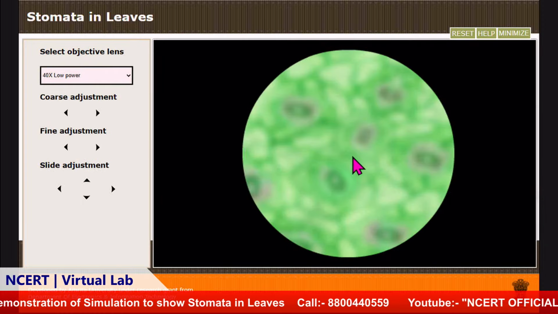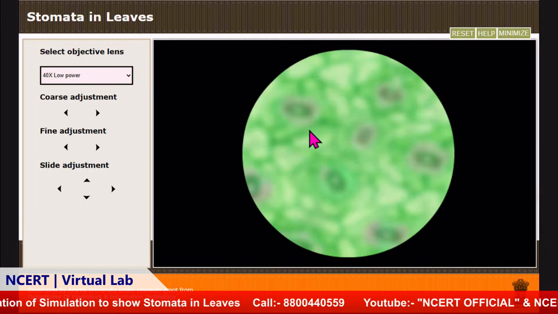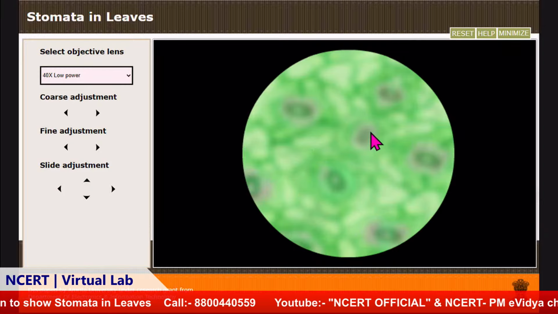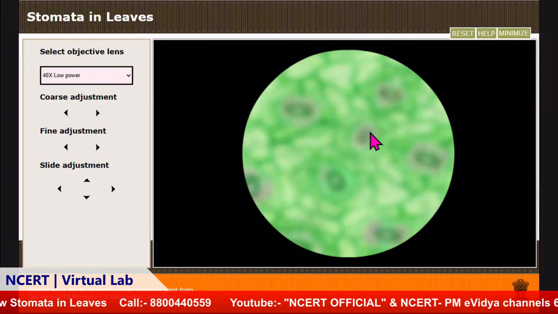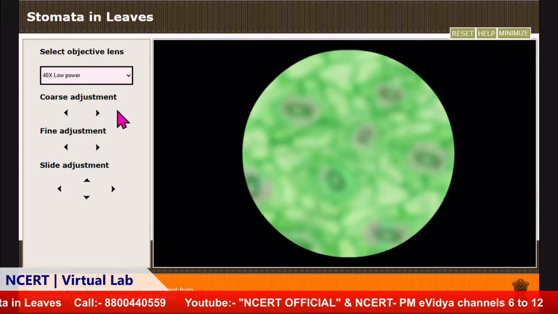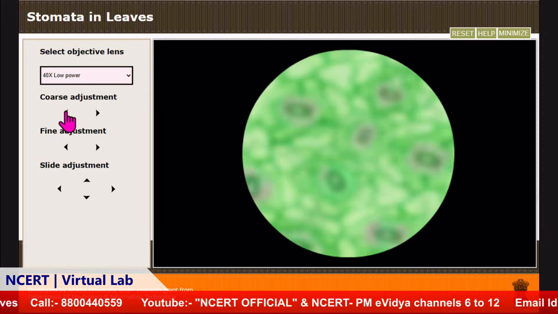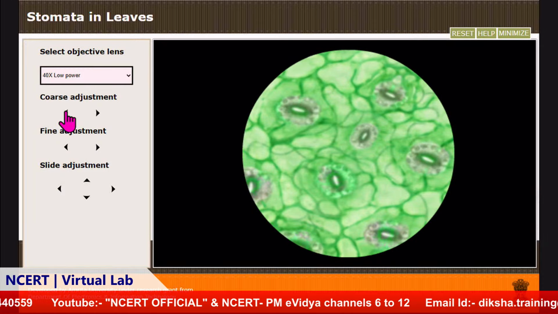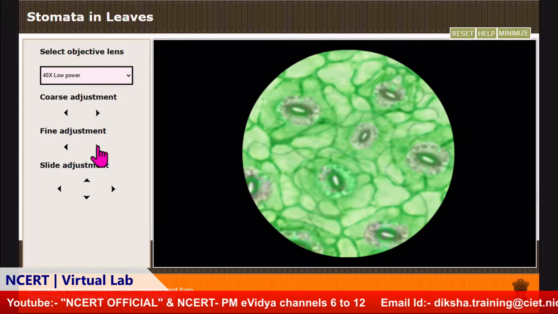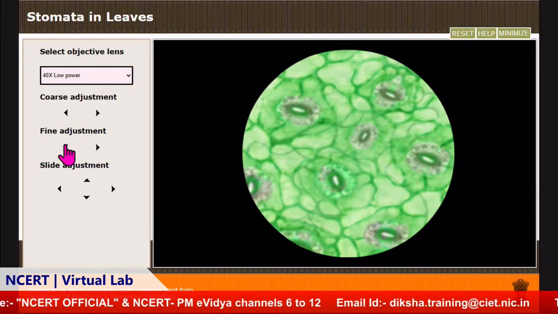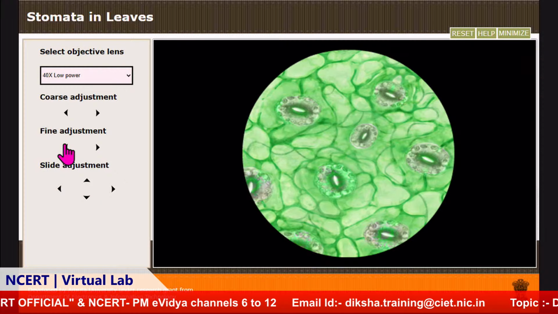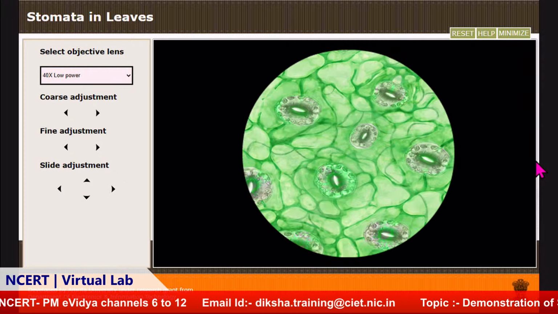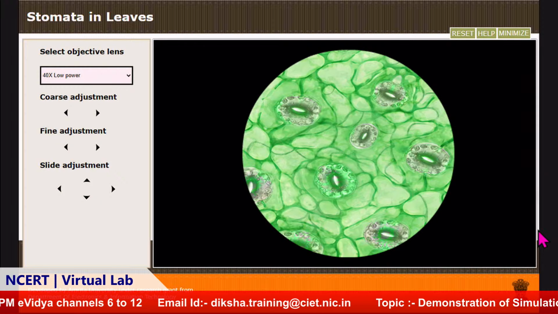So whenever, even in a real-world setting, you put any slide under the microscope, a little blurry structure appears. Yes, so this requires a little adjustment. Okay. So from the coarse adjustment and the fine adjustment, just try to adjust the microscope for proper visibility.